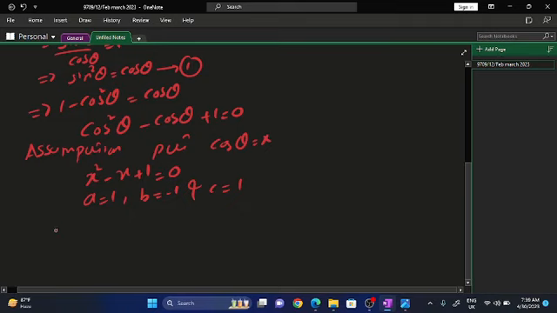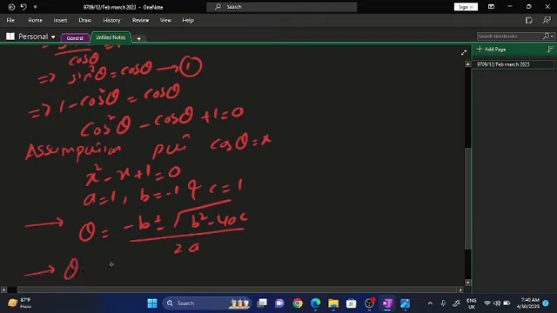Now you have to use the quadratic formula to find your answer. I write down the general formula for a quadratic equation here: x equals minus b plus or minus the square root of b square minus 4ac, divided by 2a. Put all the values in this formula. Whenever you plug in your values, you will get 0.618 and the other value is minus 1.618. These are the two values for this cos of theta, one positive and the other negative.